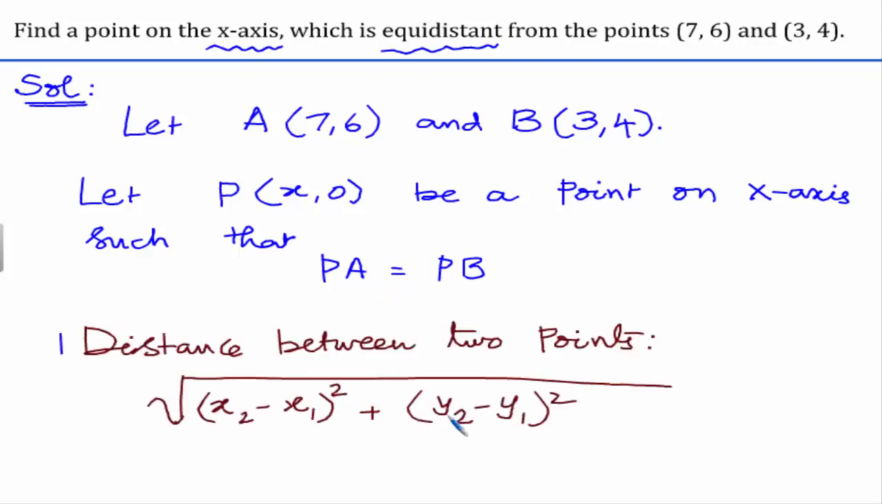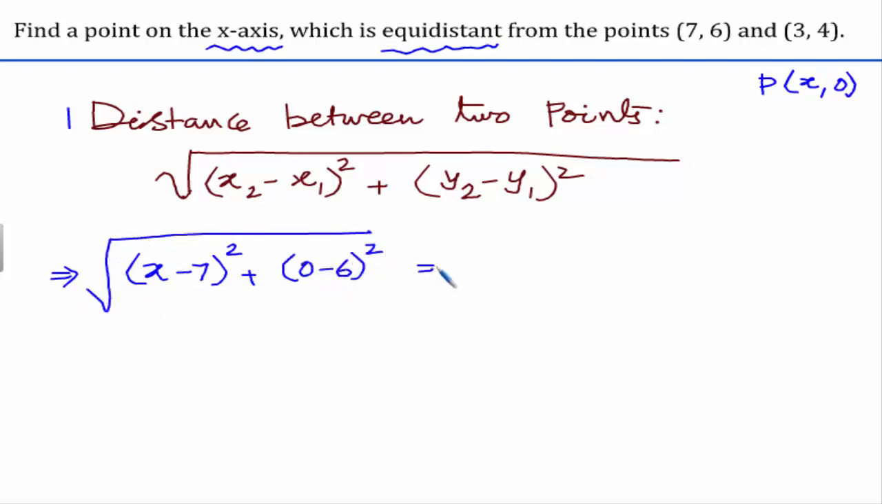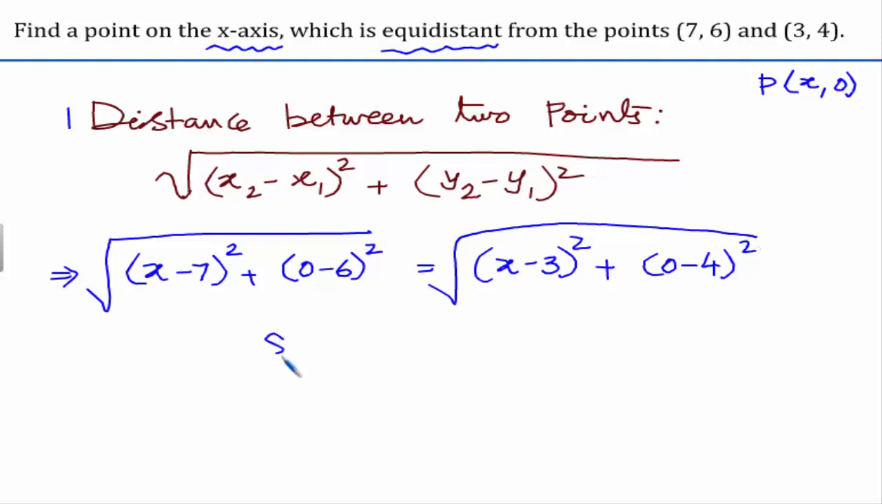So using the distance between the 2 points, let us write PA distance. So P is x comma 0. This we write here as our reference. So PA will be square root of x minus 7 whole square plus 0 minus 6 whole square. This will be equal to PB, which will be square root of x minus 3 whole square plus 0 minus 4 whole square. Now squaring on both sides.